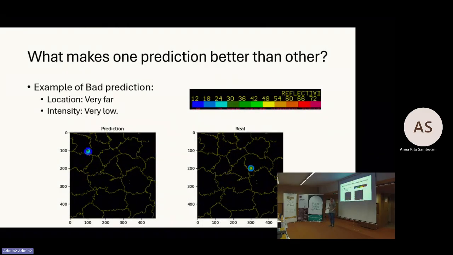Well, the next step is to evaluate the forecasts. Here we have one forecast and the real value. You can see that the forecast is very far from the real value and the intensity that it predicts is far lower. So this is a very bad forecast. Here we have the other one, which will be an example of a reasonably good forecast. The prediction is not at the exact position, but very near, and the reflectivity is also very similar.